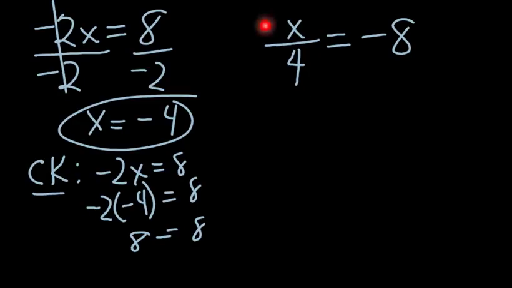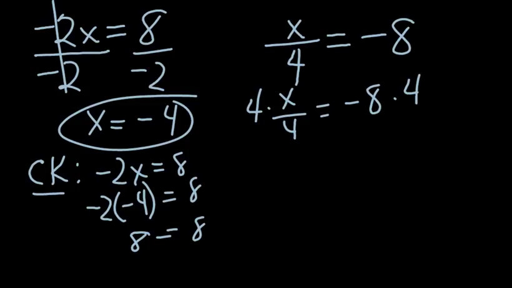What's happening right here? Well, they're dividing. So what's the opposite of divide? Multiply. So we're going to multiply by 4. 4 times x over 4 and 4 times the negative 8. That cancels. That leaves x, and that's negative 32.